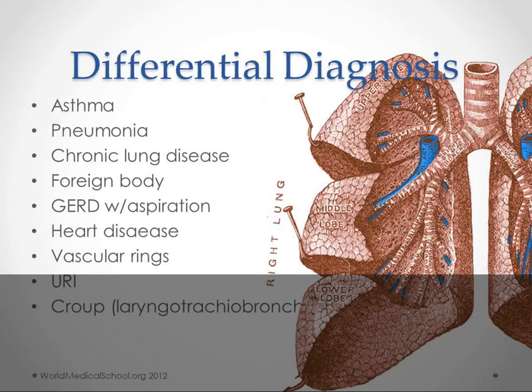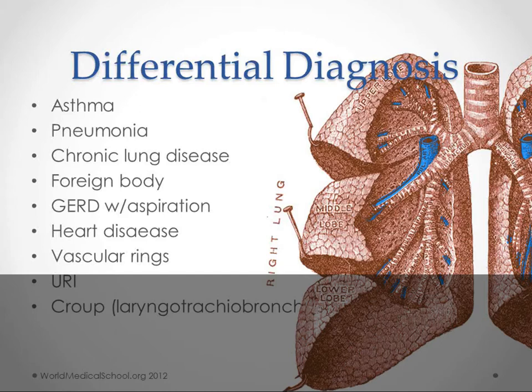GERD with aspiration and heart disease can also have some lung sounds. Vascular rings, upper respiratory infection. So really what differentiates this from an upper respiratory infection is the wheezing. We talked about how it's the same viruses that are going to cause it: rhinovirus, adenovirus, and then potentially RSV can cause upper respiratory infection too. But the wheezing is going to be the big difference, and that's going to tell you that the inflammation is down there deep in the bronchioles.